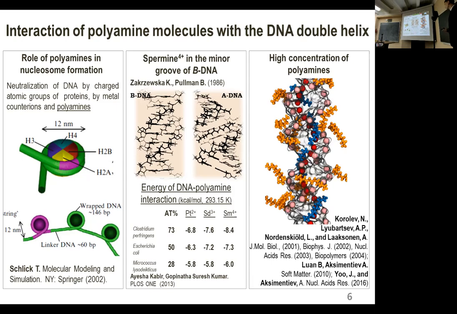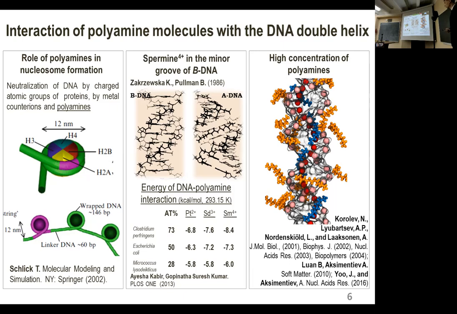There are a lot of different studies about this. This is some of them by different groups. And what is important to notice is that usually the system of DNA is studied, if we study the interaction with polyamines, with high concentration of polyamines. So the polyamines are everywhere, and they bind to different regions of the double helix, and that's why it's very difficult to select some specific region where a polyamine can bind.